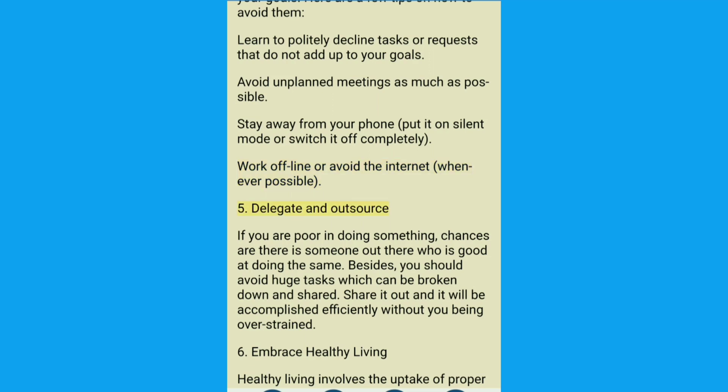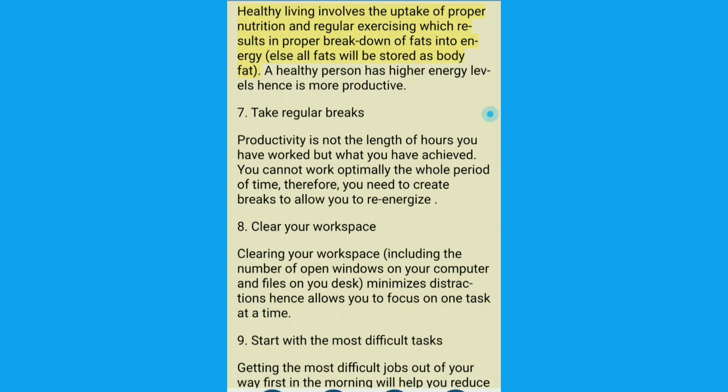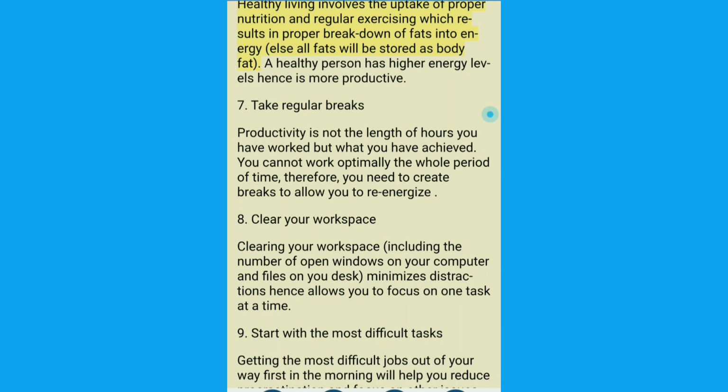As much as possible, avoid things and requests that derail you from accomplishing your goals. Here are a few tips on how to avoid them. 1. Learn to politely decline tasks or requests that do not add up to your goals. 2. Avoid unplanned meetings as much as possible. 3. Stay away from your phone, put it on silent mode or switch it off completely. 4. Work offline or avoid the internet whenever possible.